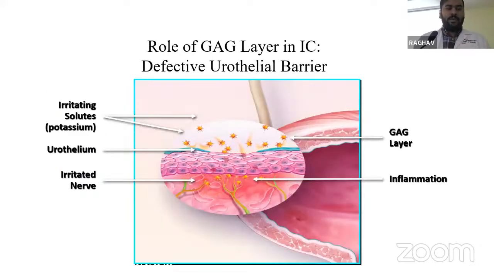The irritating solutes such as potassium damage the glycosaminoglycan layer, causing inflammation and irritating the nerve endings which are supplying the epithelium, causing various symptoms such as pain, frequency, and urgency.